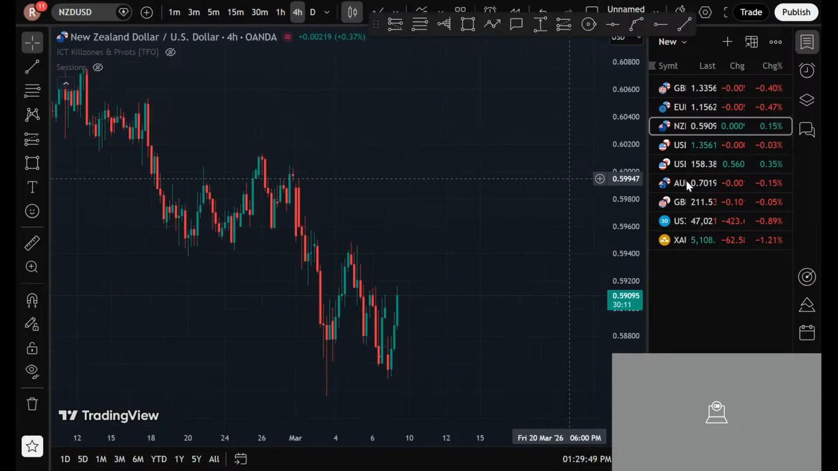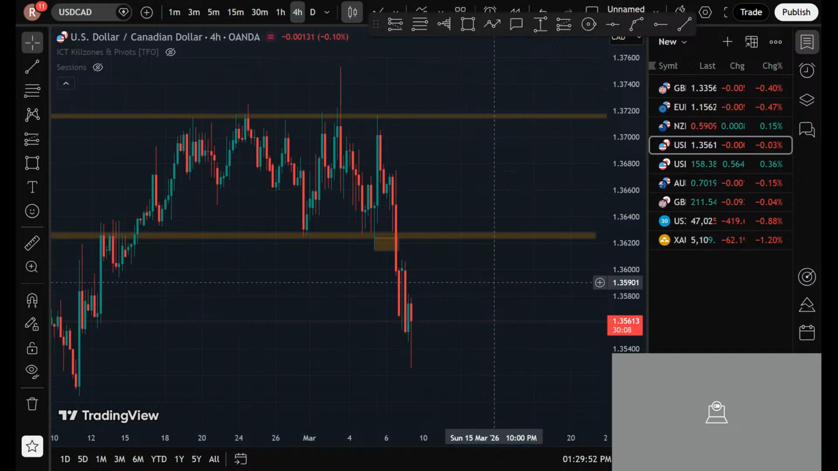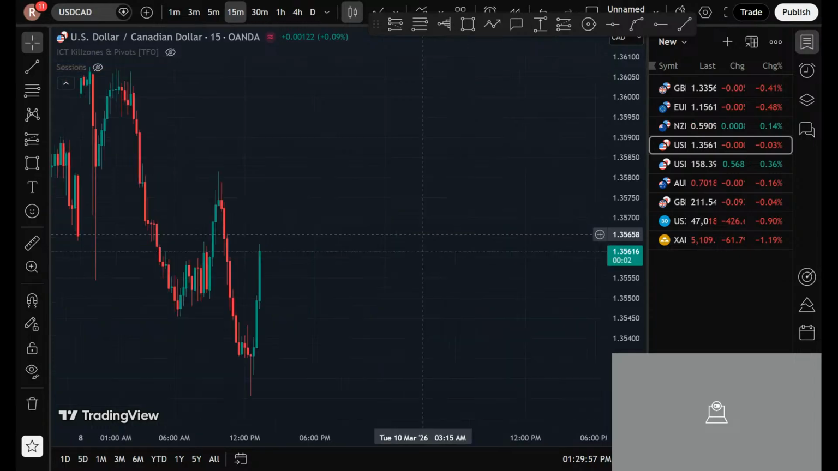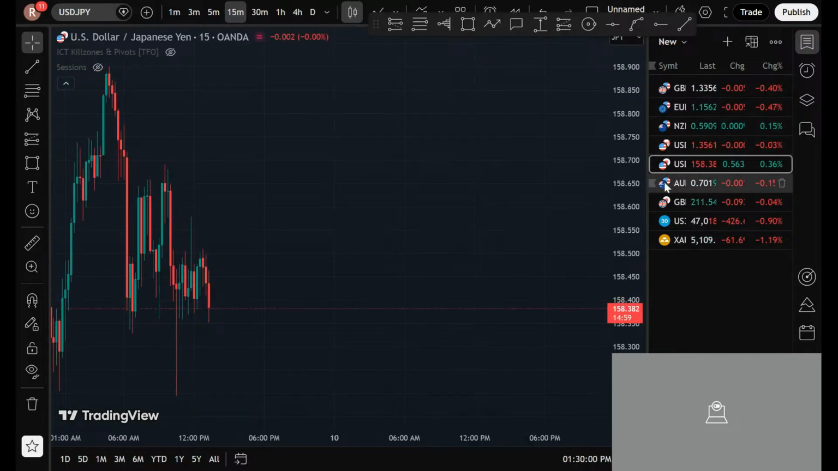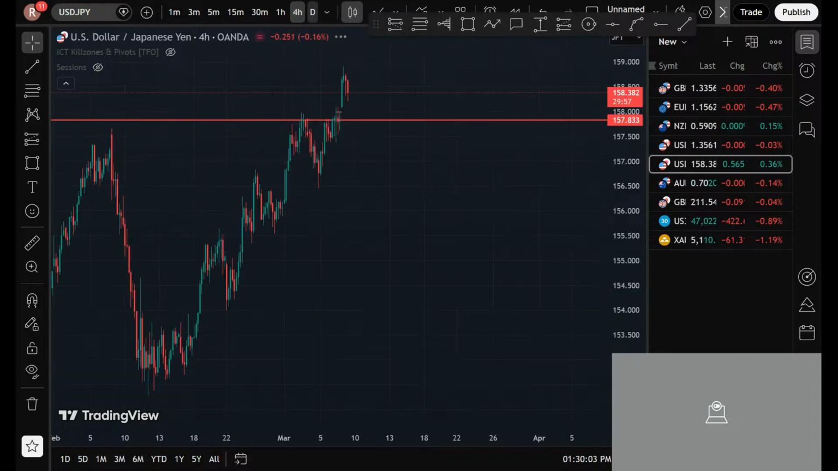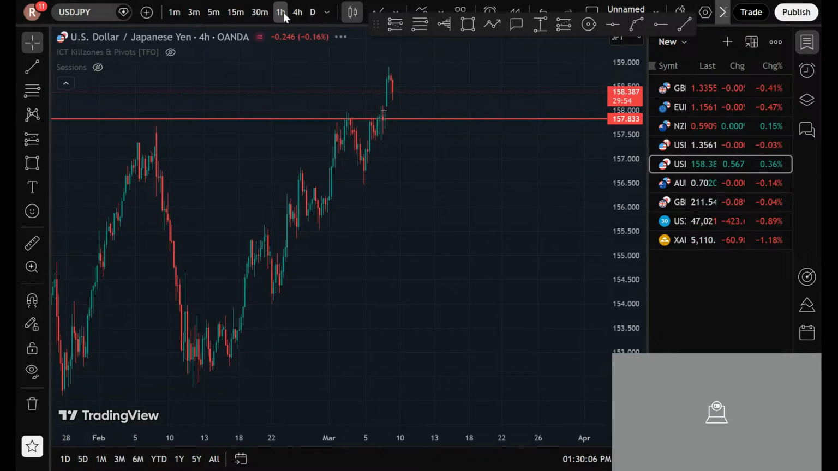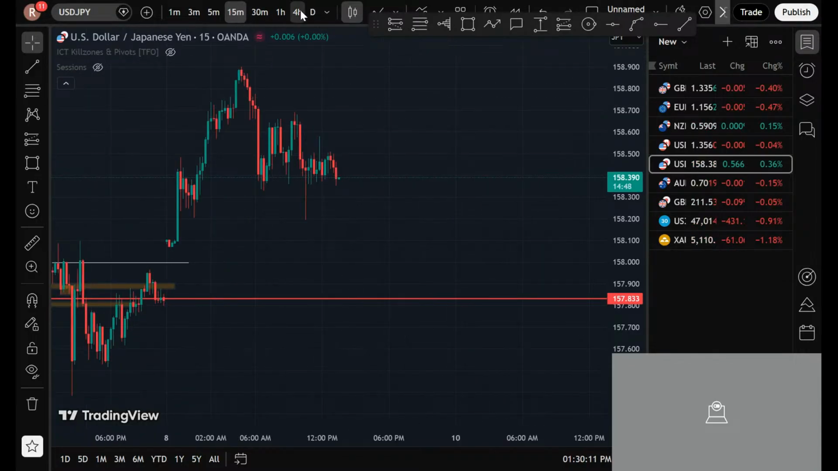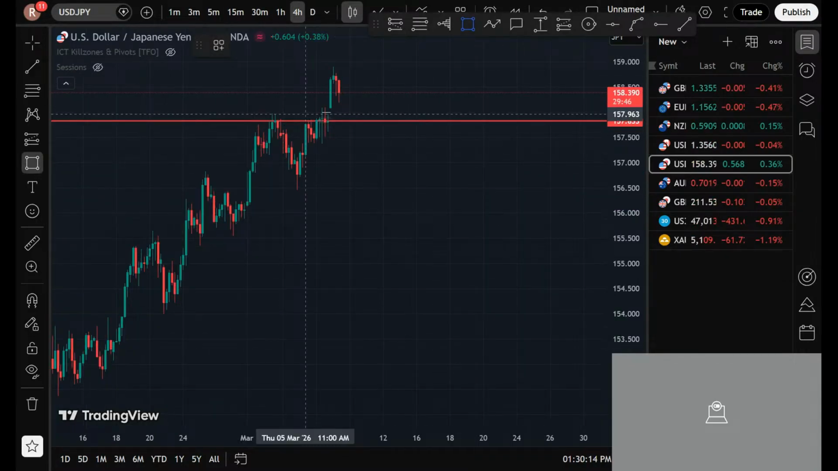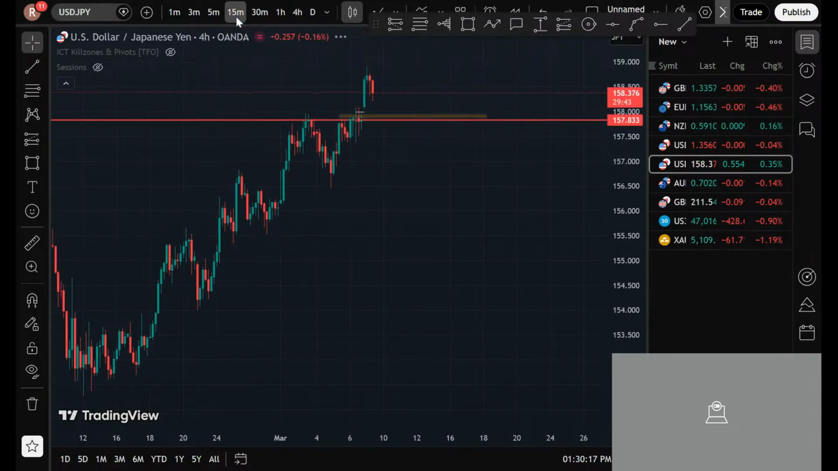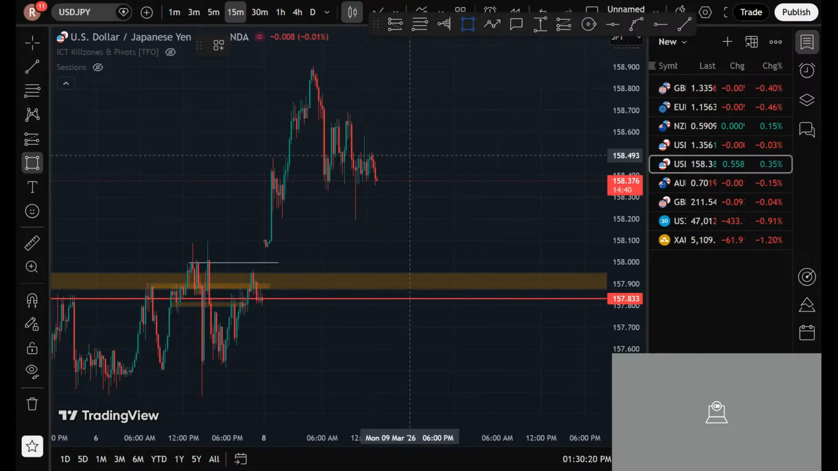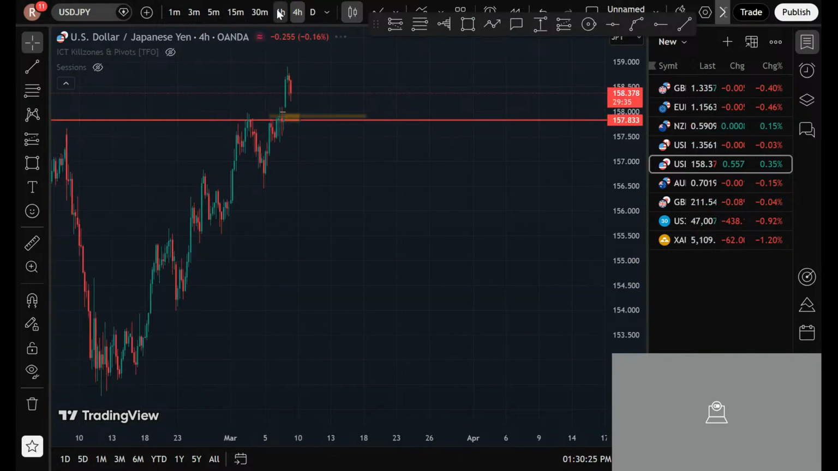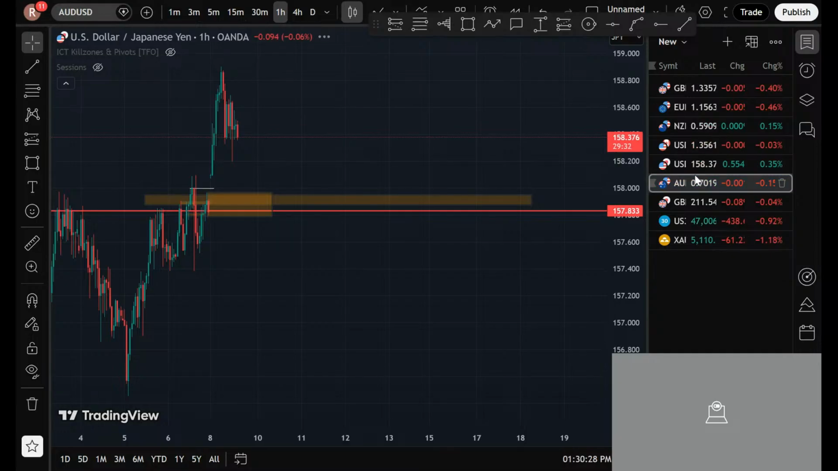NZD USD also has some sort of bearishness. 15-minute USD CAD. Just let me filter everything properly. Yes, sir. USD JPY, proper trade can be seen, but this is the area from where I would like to see buyers stepping in. So, do we have any order flows here? Yes, order flows over here, but this is way too far. So we just wait for that.